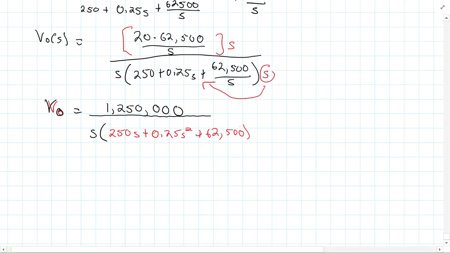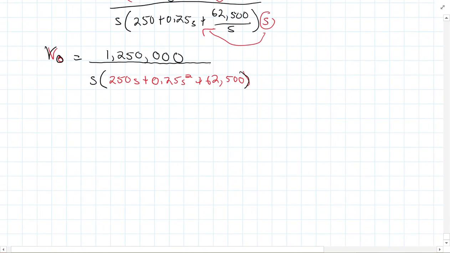Okay, so we got that now. Now what we want to do is factor this. And this is where, you know, having a calculator that can do some of this factoring for you can save you some time, basically.